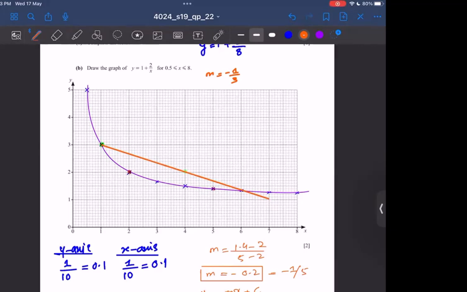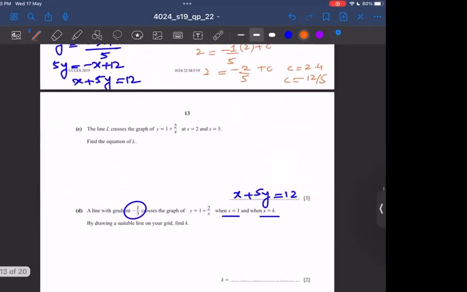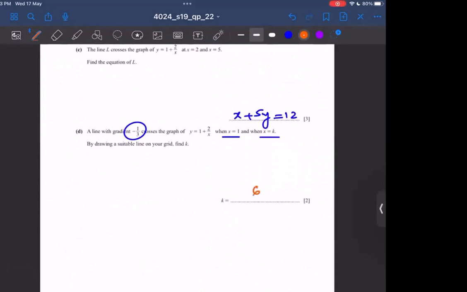Now, this line is intersecting at x equal to 1, and there is one more point at which the line is intersecting the curve. That point is x equal to 6 over here. This is the point. So with the help of the graph, I got the line, and I got the value of k, which is 6 here.